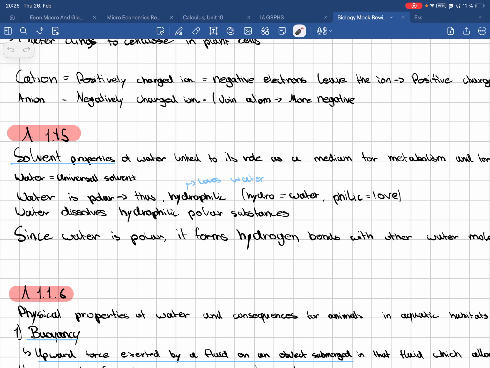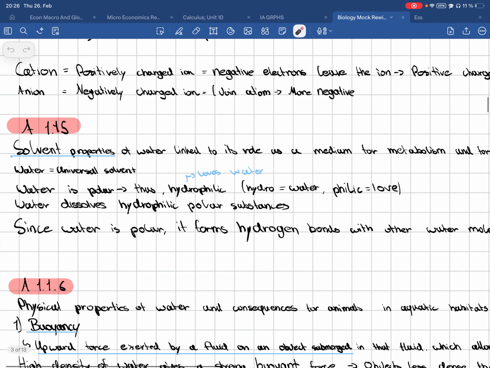And this causes water to dissolve hydrophilic polar substances. Polar and polar mix, non-polar and non-polar mix. It's always like that. Hydrophilic and hydrophilic mix, hydrophobic and hydrophobic mix. So you can think of it: if water is polar and hydrophilic, water loving, and it meets another substance, for example sugar, that is also hydrophilic and polar, it will just dissolve that because it goes together.